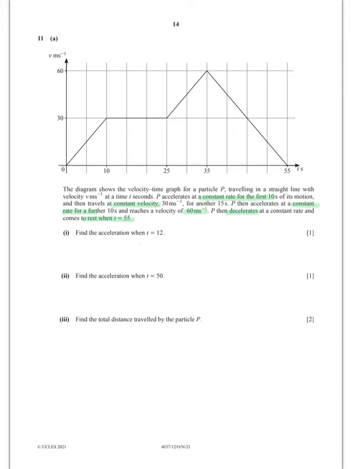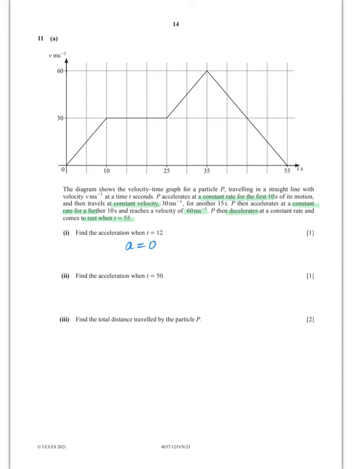Since we are solving a velocity time graph, right, t is equal to 12 means at this portion we can see that there is no change in speed, and if there is no change in speed, that means the acceleration will be 0 at this part.